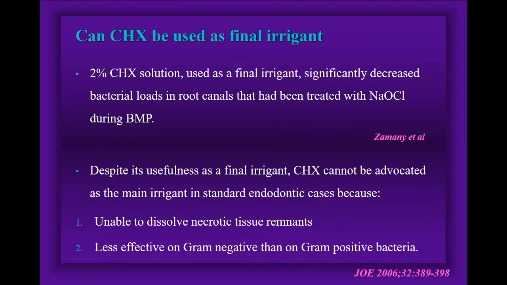Can chlorhexidine be used as a final irrigant? 2% chlorhexidine solution used as a final irrigant significantly decreased bacterial loads in root canals that had been treated with sodium hypochlorite during biomechanical preparation. Despite its usefulness as a final irrigant, chlorhexidine cannot be advocated as the main irrigant in standard endodontic cases because it is unable to dissolve the necrotic tissue remnants, and is less effective on gram-negative than on gram-positive bacteria.